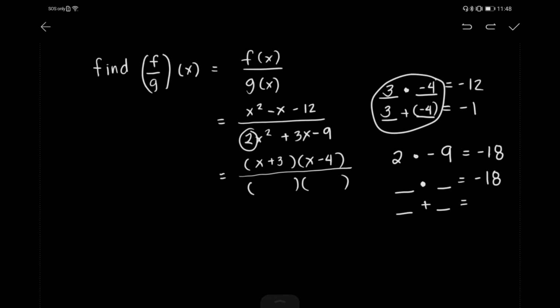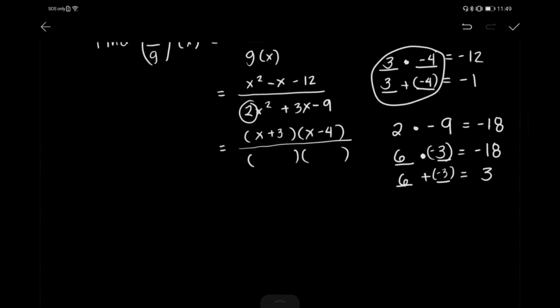Okay? So we have here 3. So what do you think are the two numbers? Let us say 6 times 3. So we know this is equal to 18. So the result must be -18, so we have to multiply this by -3. So 6 times -3 is -18. And 6 plus -3 is +3. So therefore, the two numbers are 6 and then -3.